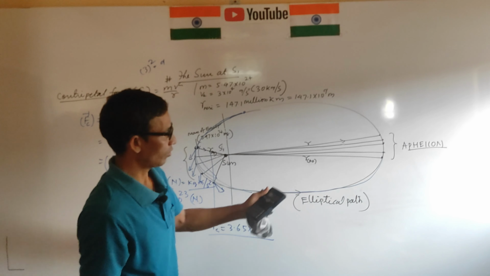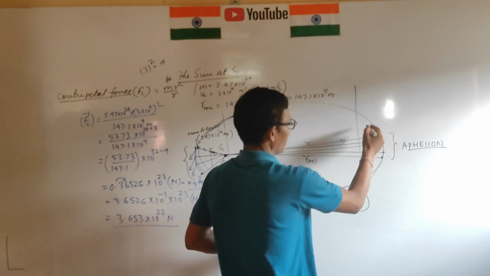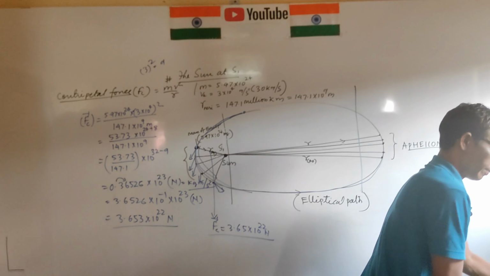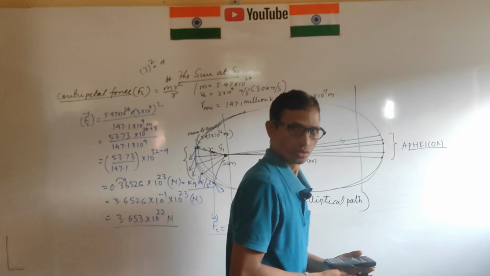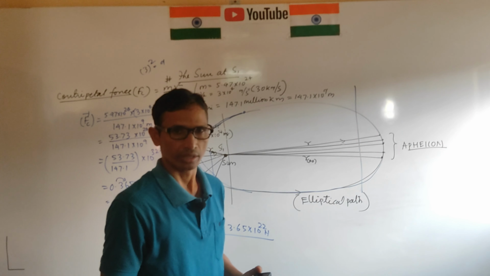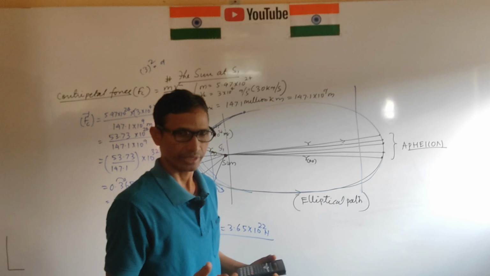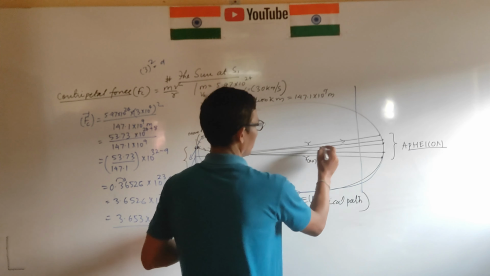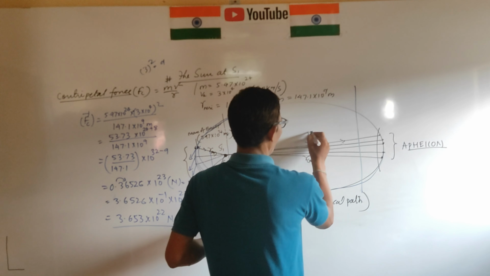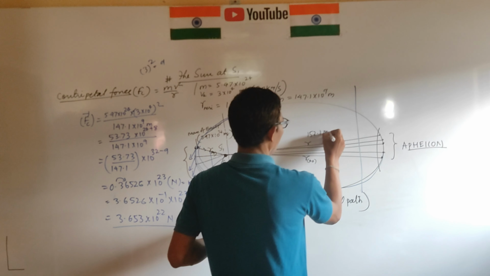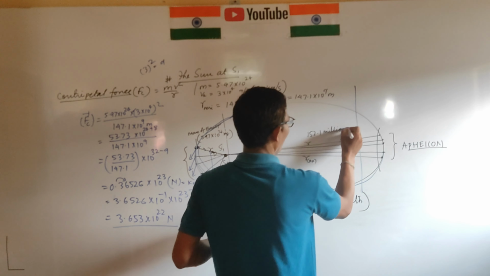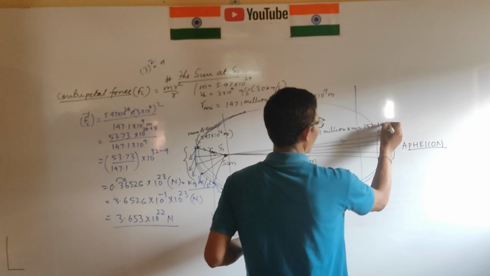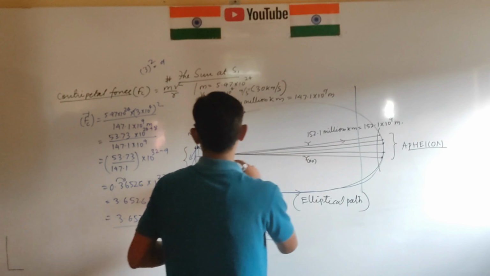Now we calculate the value at aphelion, the aphelion regions. Here we also find out the centripetal force in the aphelion regions. If the distance is 152.1 million kilometer, that is 152.1 into 10 to the power 9 meter, like this.